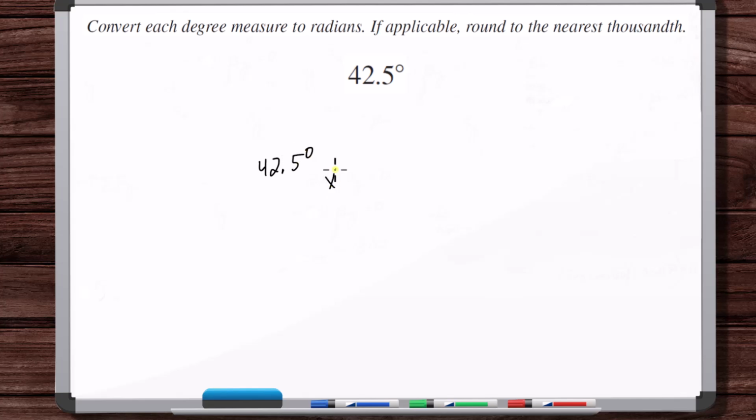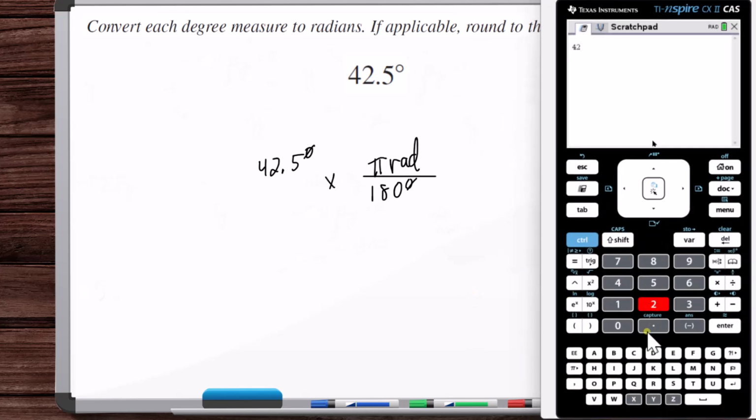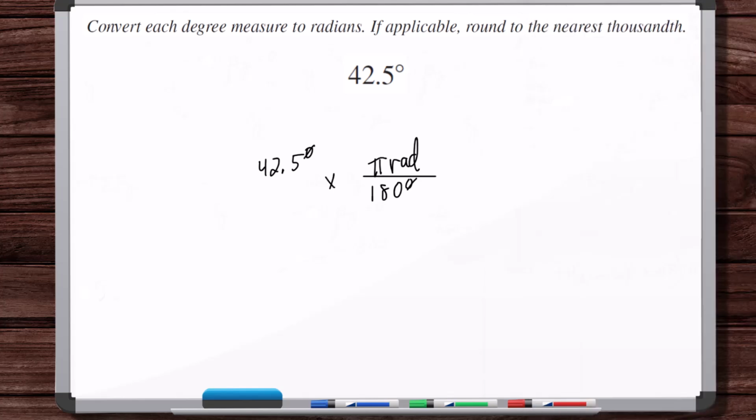42.5 degrees. We want this in radians. There's 180 degrees for every pi radians. The degrees cancel. We're left with radians. We just need to do the multiplication and round to the nearest thousandth. That's it. So 42.5 times pi divided by 180. There you go. So they want it 0.742 radians.